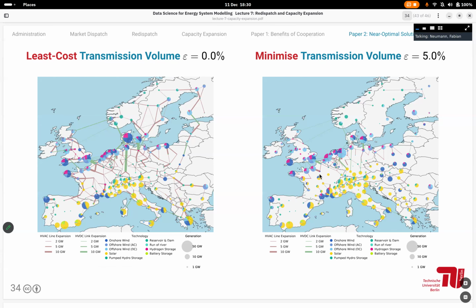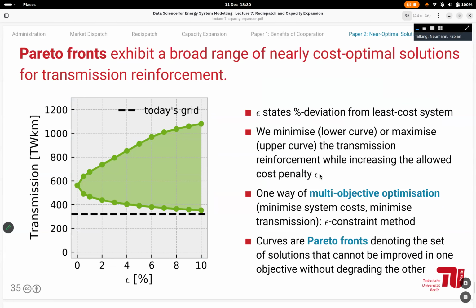And also you can iterate over different budgets and also about minimizing and maximizing. And what you get is basically something like Pareto fronts, a term known from multi-objective optimization, where you can define a space of solutions that exist within a given budget. So what you can see here on the x-axis is the epsilon, so the extra budget that you give to this solution.